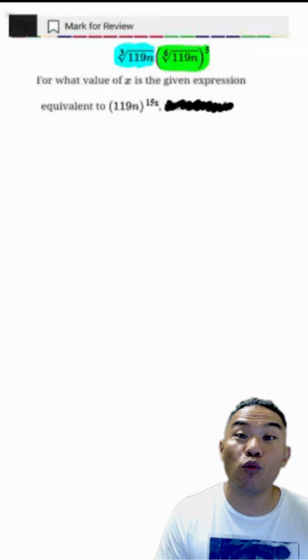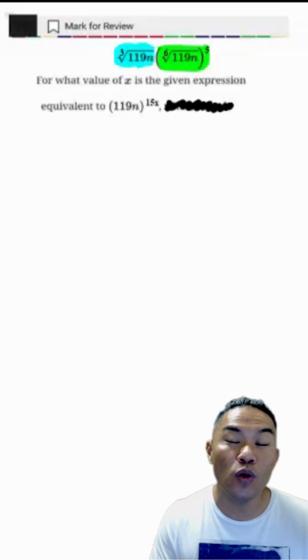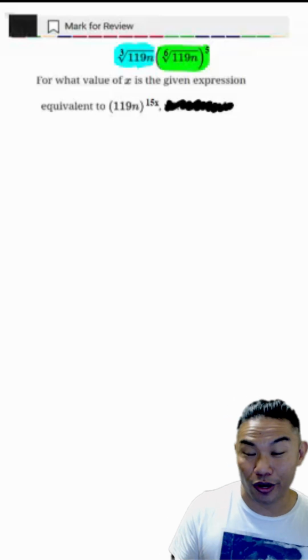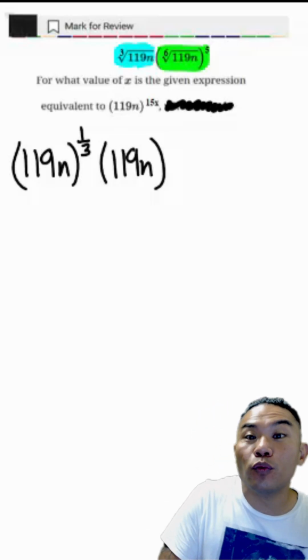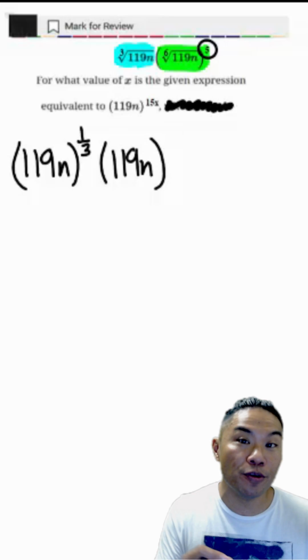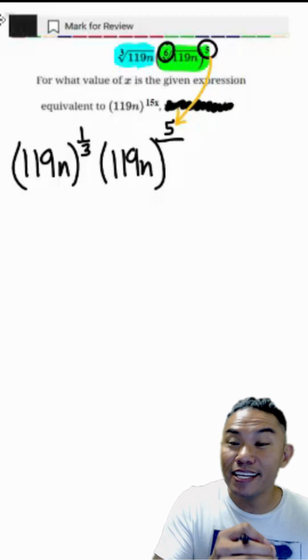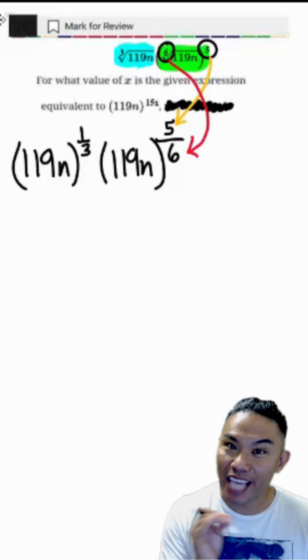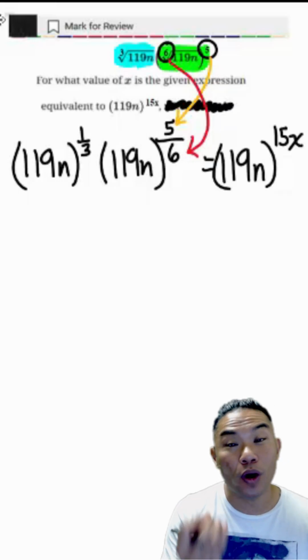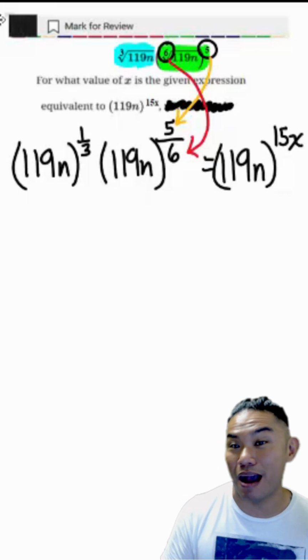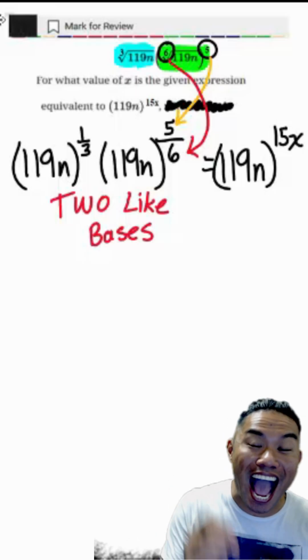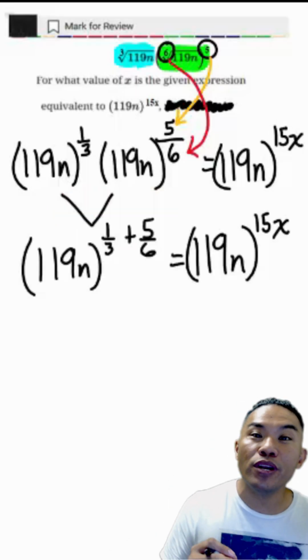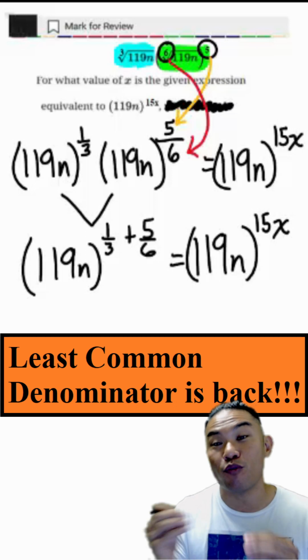The cube root of 119n converts into 119n to the 1/3 power. 119n root 6 to the 5th power will follow what we said earlier, with the exponent becoming the numerator and the index becoming the denominator. And we cap it all off to make it equal 119n to the 15x power. Once again, we're here with 2 like bases, so we're going to add the exponents together. And now we need to have them have the same denominator before we add them.